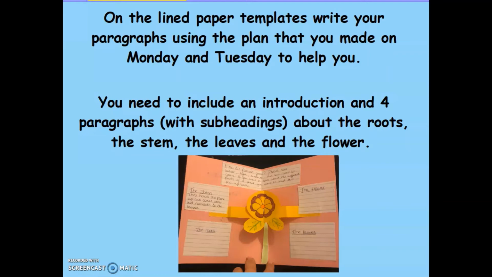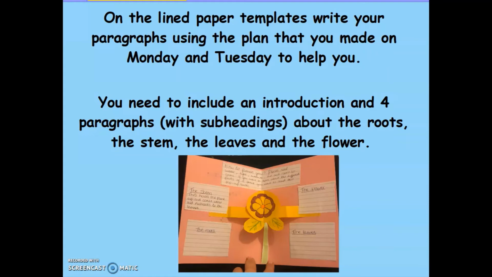Using the lined paper templates that are in your pack, you are going to write out your paragraphs from the plan that you made on Monday and Tuesday, in your best handwriting, checking the spellings, checking that sentences start with a capital letter and end with a full stop.